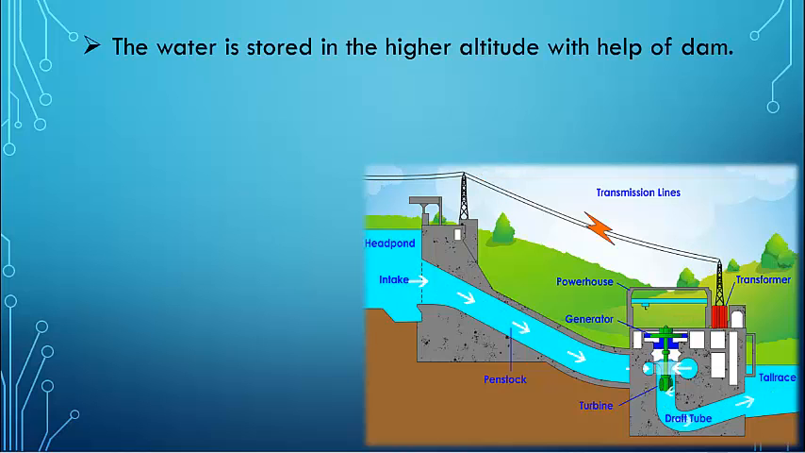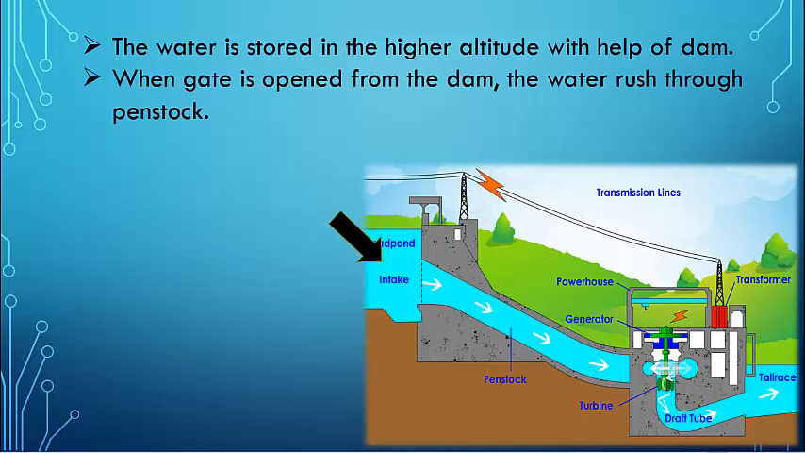Water is stored at a higher altitude with the help of a dam. Look at that black arrow, that's called the dam, and usually it is blocked by a gate, we call it the gate. Water at a higher pressure, the dam will block, and as soon as we open the gate, when the gate is opened from the dam, the water rushes to the penstock. The black arrow shows the penstock. As soon as the gate is opened, the water rushes through that penstock.